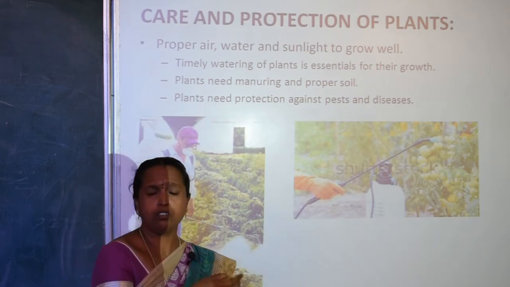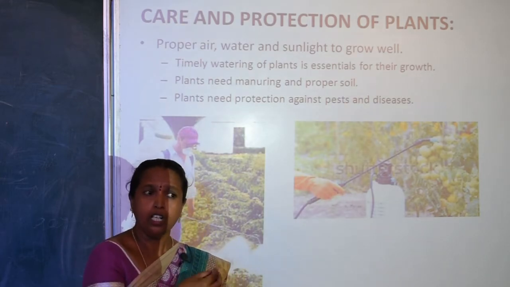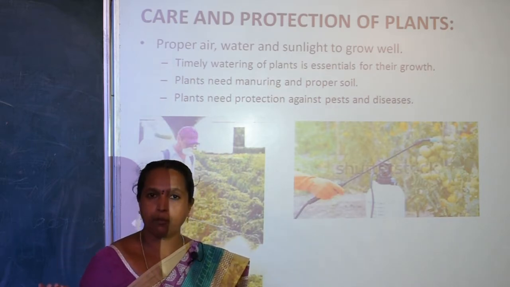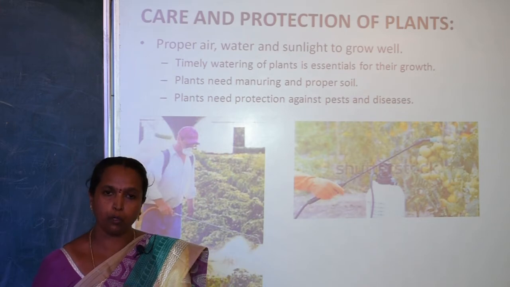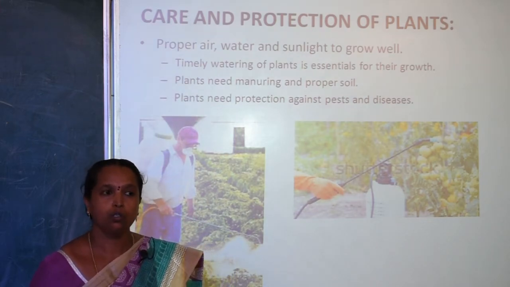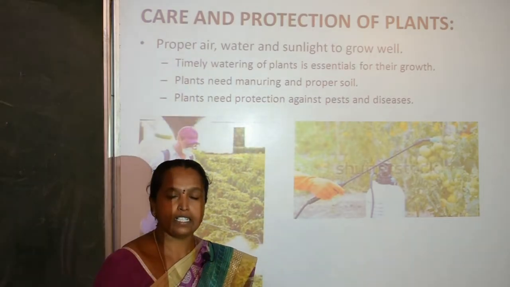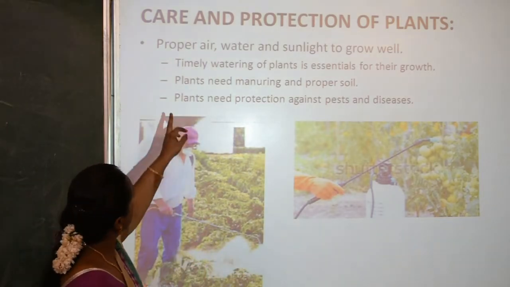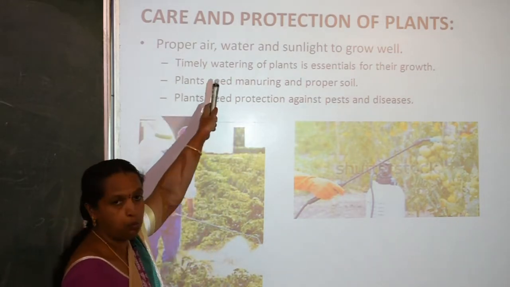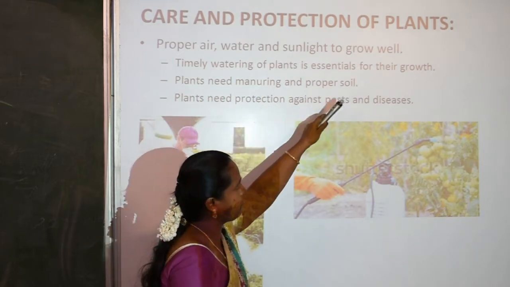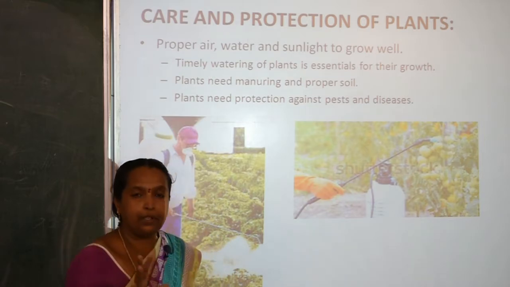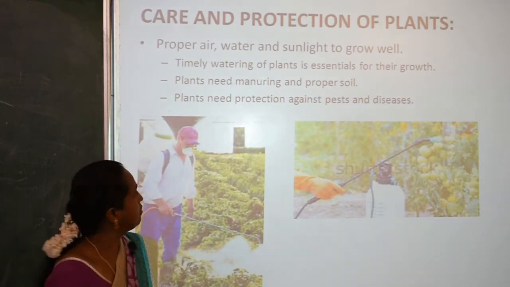For pot A, if you pour water and care, the plant will grow as usual with the sunlight and water. But if you don't care for pot B, if you don't pour water for that, it won't grow at all, it will dry and it will die. So plants also need water, sunlight, everything. Likewise, proper air, water and sunlight help them grow well. Timely watering of plants is essential for their growth. When you pour water for the plants timely, morning, evening, afternoon, everything, they will grow well.